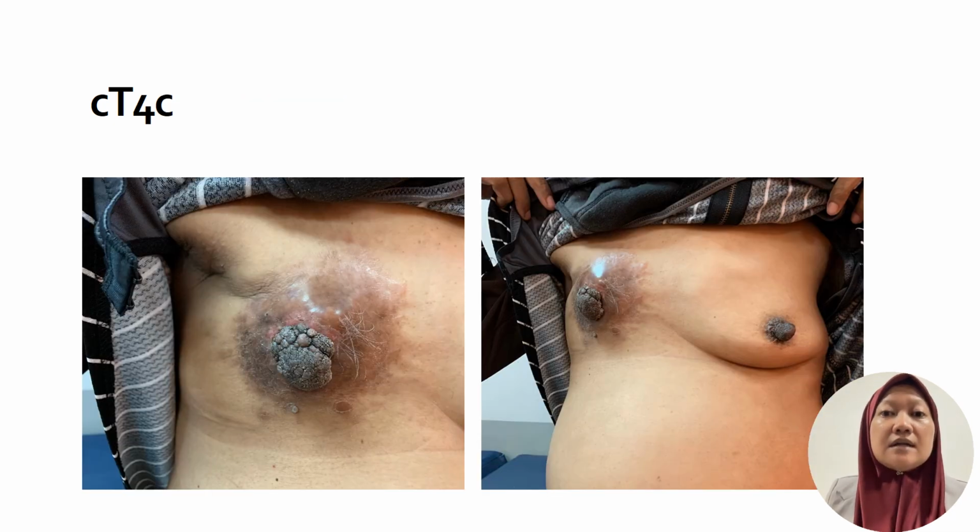Here we have another picture of my patient focusing on the right breast. Look at the right breast. You can compare with the left breast, which appears normal. And you can see in the image, the right breast shows signs of being plastered or stuck to the chest wall. And also you can see there is an abnormal fungating mass on the nipple and hyperpigmented skin. This presentation is characteristic of a T4c tumor, where there is involvement of both the chest wall and the skin.